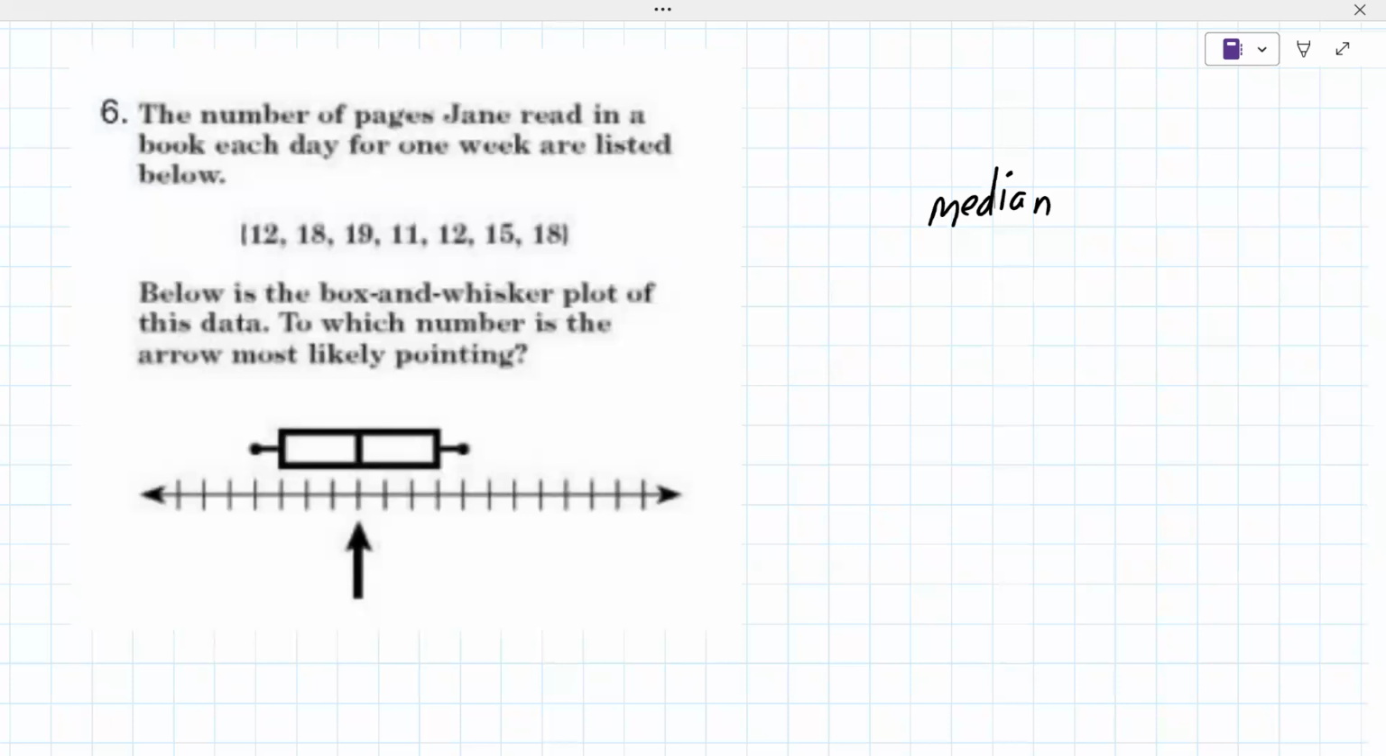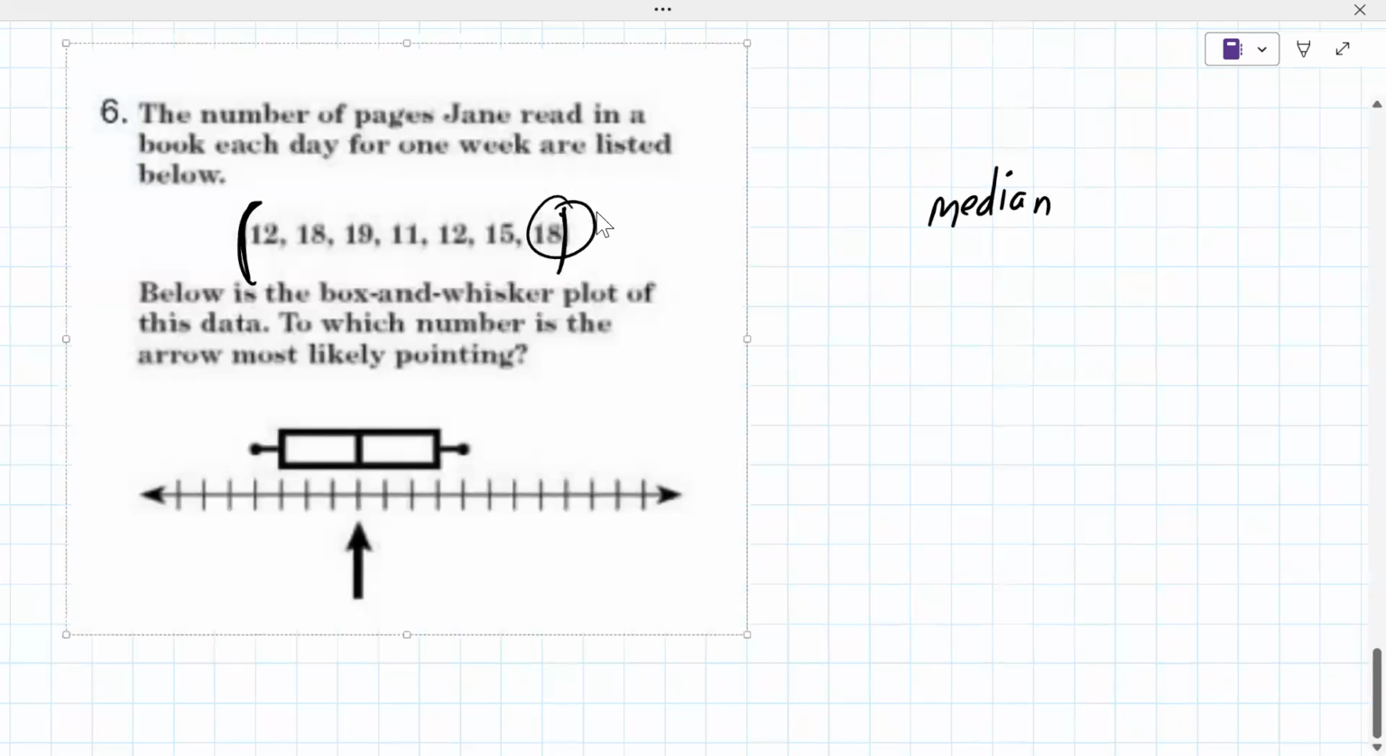Oh, it's 18. Okay. And how confident are you in your answer? Wait, I thought that's 181. Oh no, that last one is just in parentheses. Okay. I'm not saying you're wrong. I'm just asking you. I would put them in order.